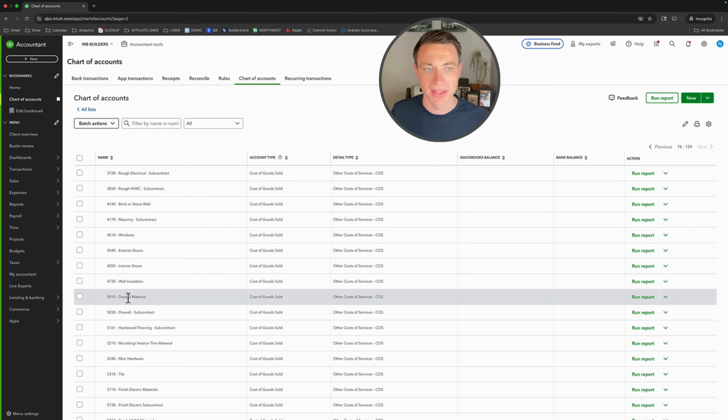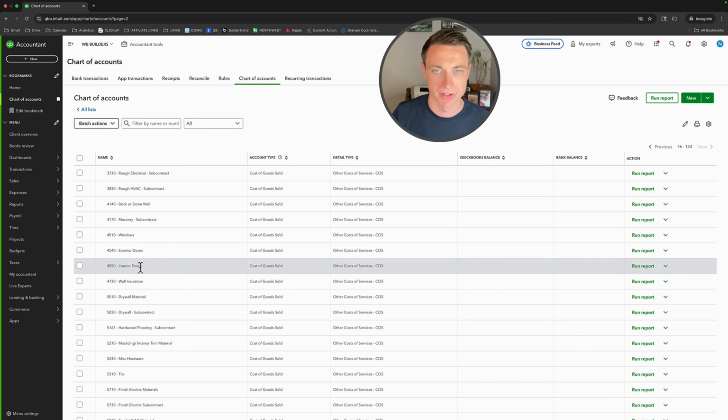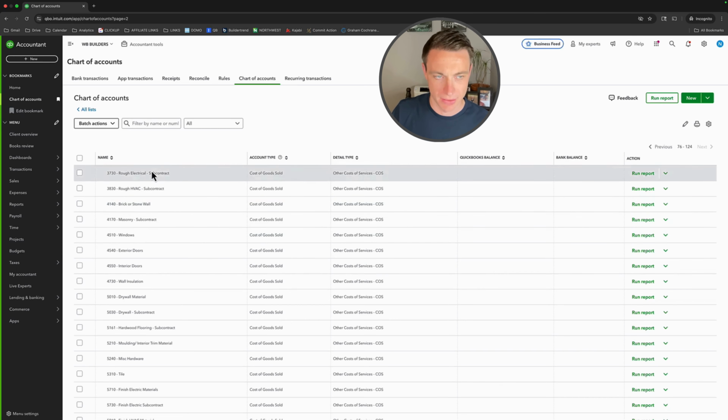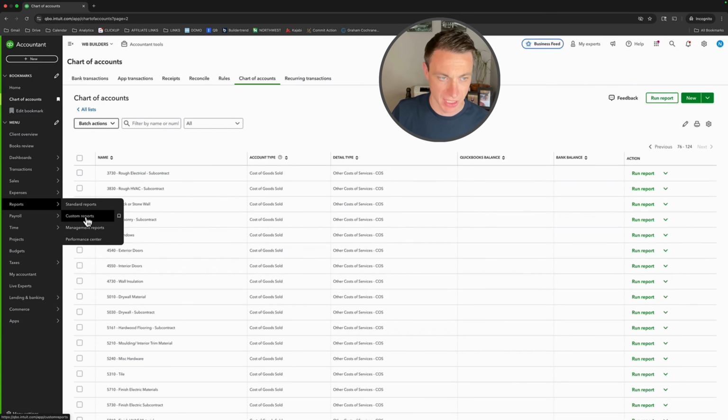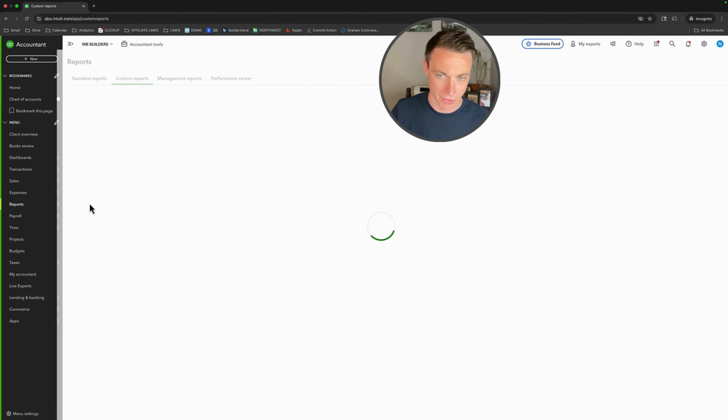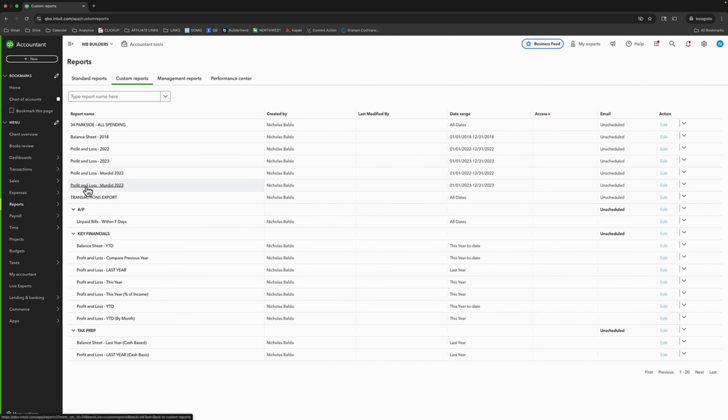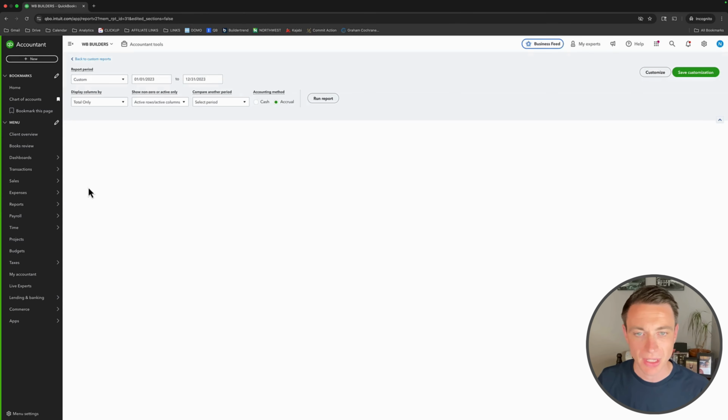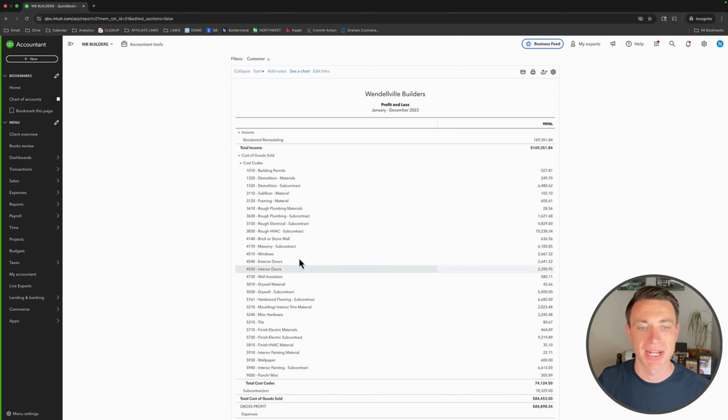And intuitively, that might make a little bit of sense because now we can easily categorize all of our transactions. But we can do that with something else, which is products and services, right? So instead of categorizing to our chart of accounts here, which is going to give us some really crazy reporting, let me go ahead and show you a profit and loss if we were to do it the wrong way. We're going to get this profit and loss with a gigantic list of cost codes.